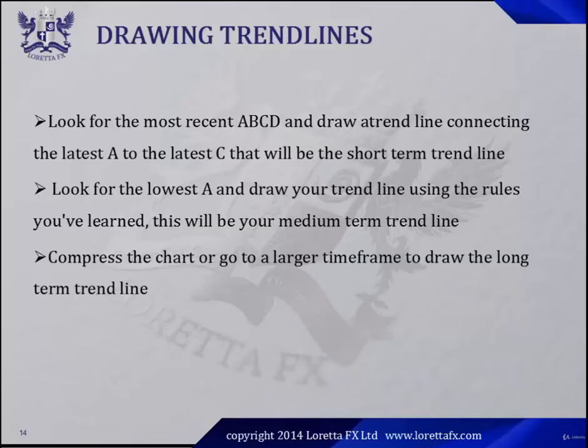Now look for the most recent ABCD pattern and draw a trend line connecting the latest A to the latest C. This will be your short-term trend line. Look for the lowest A and draw your trend line using the rules you've learned. This will be your medium-term trend line. And compress your chart or go to the larger time frame to draw the long-term trend line.